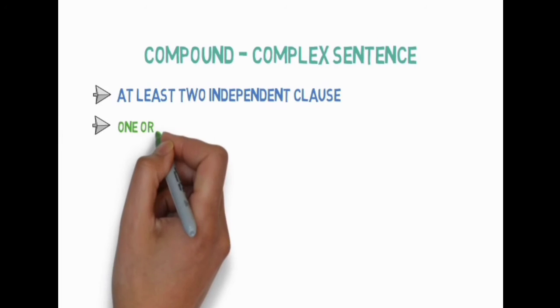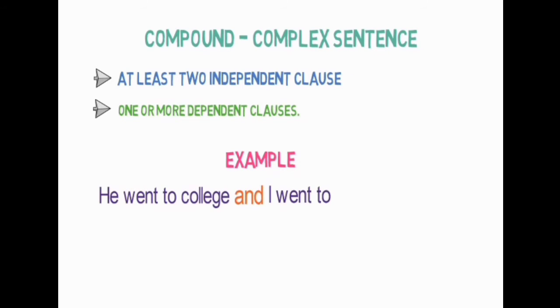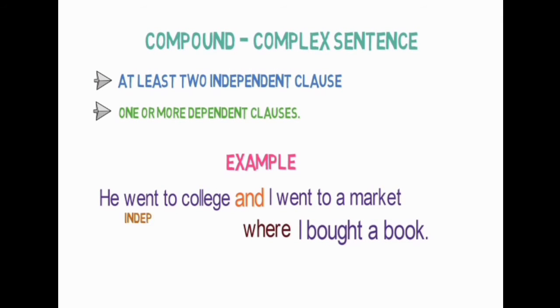Compound complex sentence. A compound complex sentence consists of at least two independent clauses and one or more dependent clauses. For example, he went to the college and I went to the market where I bought a book. Here, this sentence consists of two independent clauses and one dependent clause.